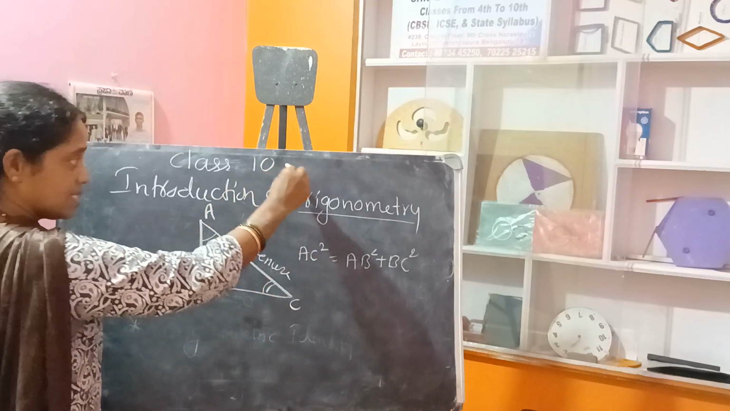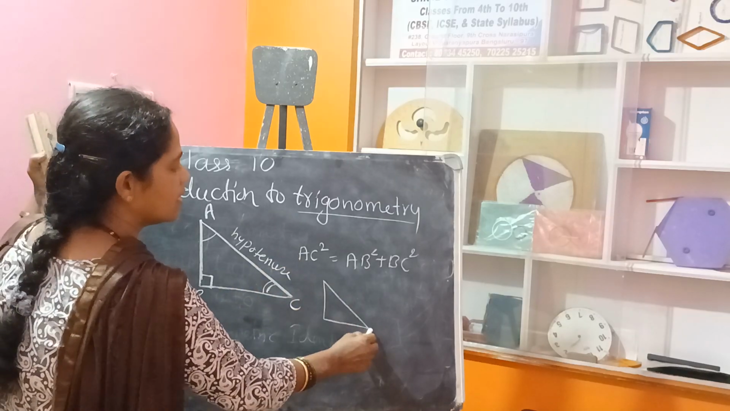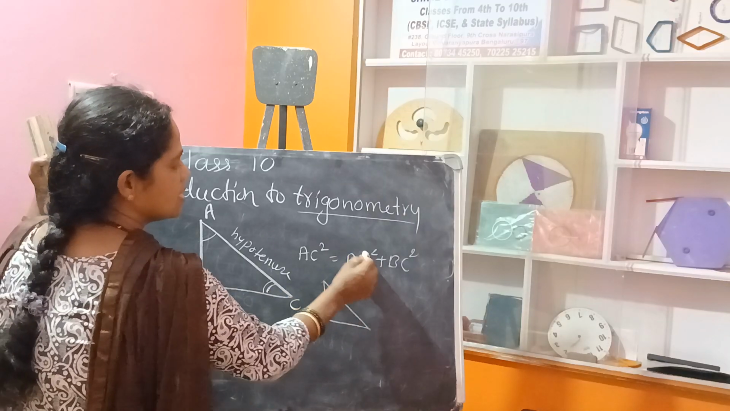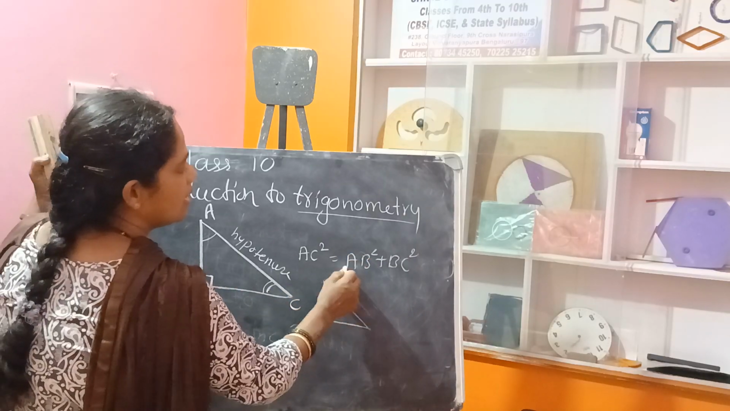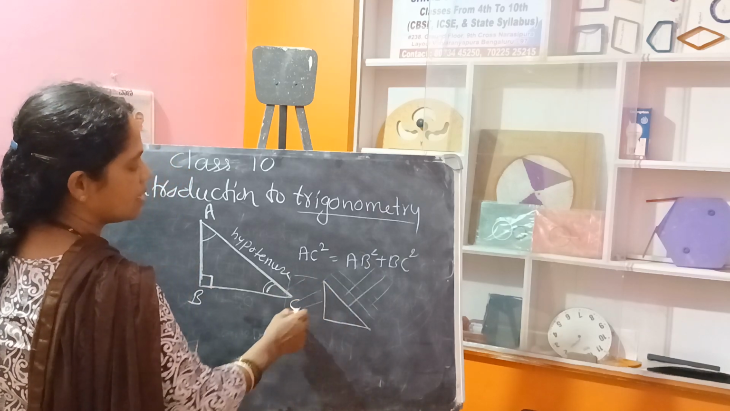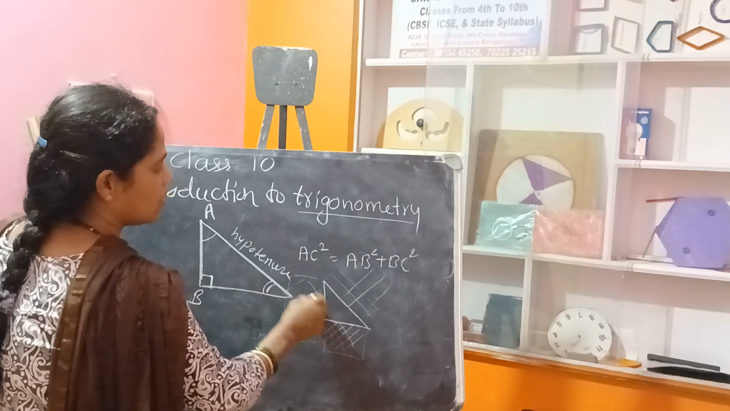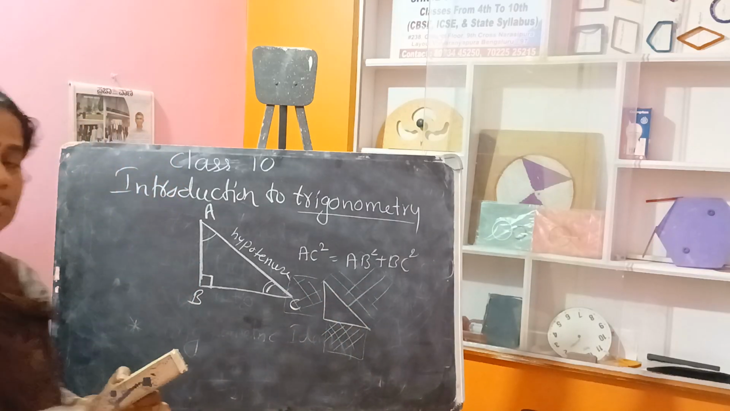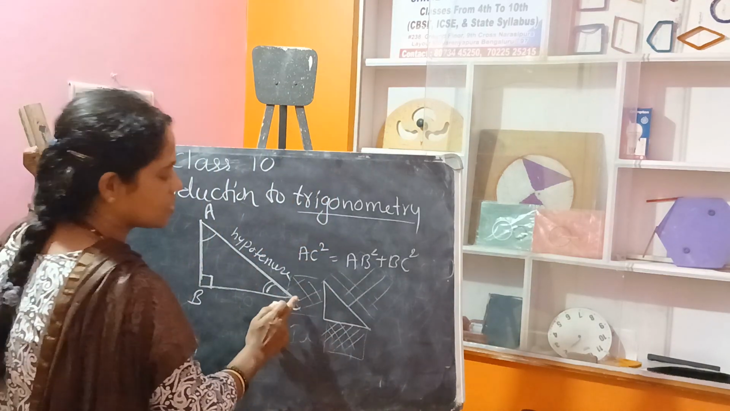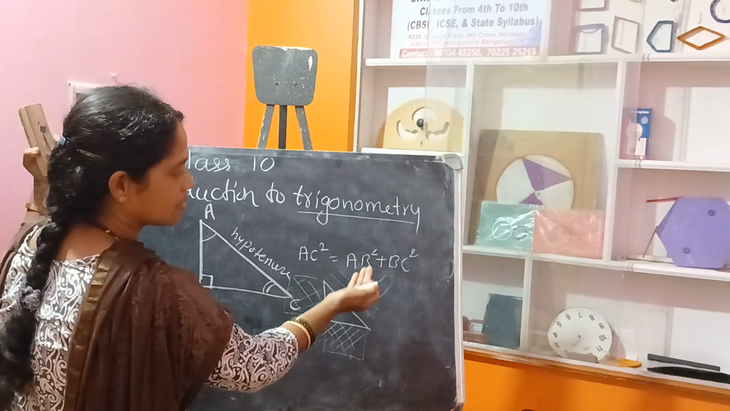Let me draw one more triangle here. If we construct a square on this hypotenuse, its area is equal to the sum of the squares of the other two sides. When we construct squares on the other two sides, which are smaller than the hypotenuse, and add the areas of these two squares, that is equal to the area of this square.